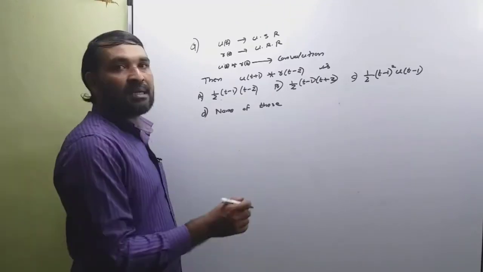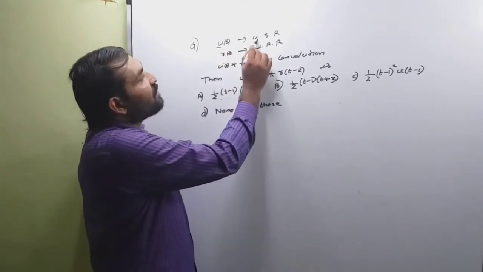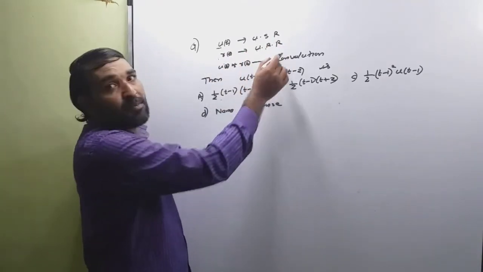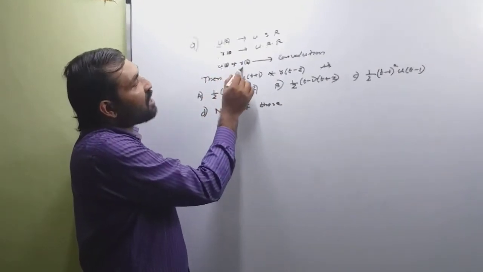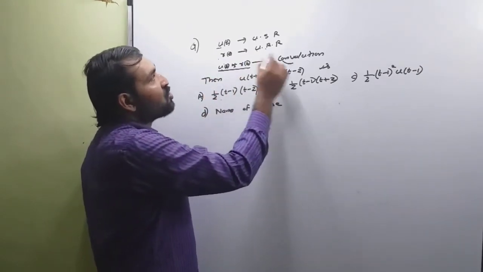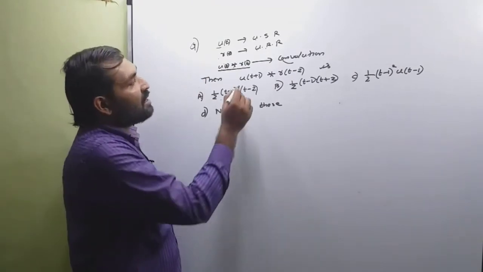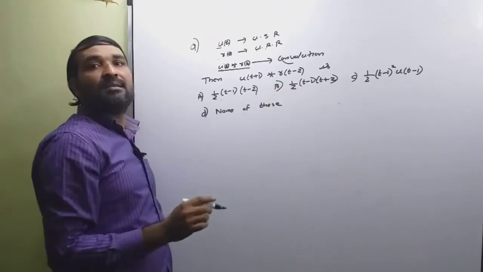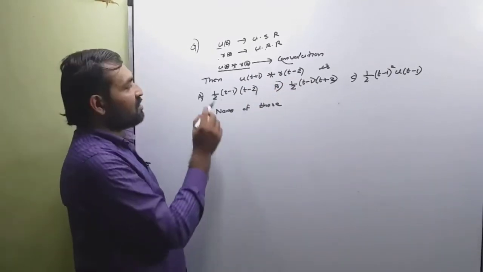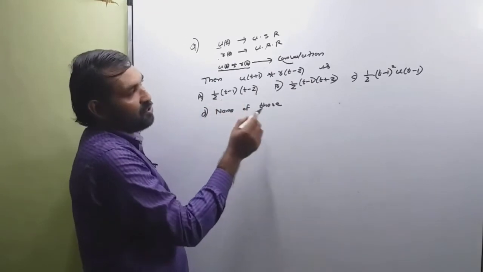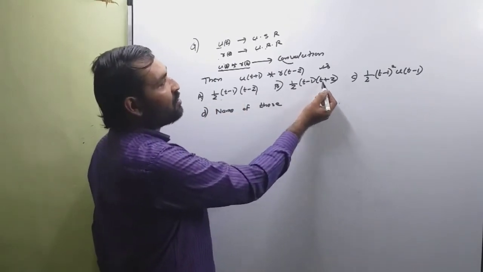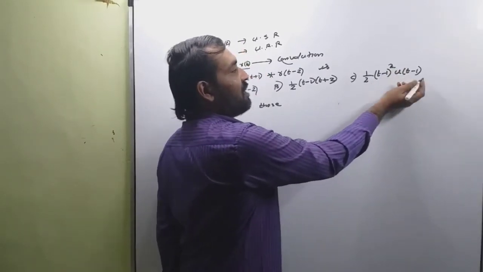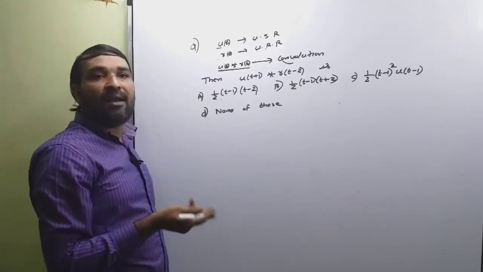Okay. Now the question is, u of t is the unit step signal and r of t represents the unit ramp signal, and u of t convolution r of t is a representation of the convolution of u of t and r of t. Then the convolution of u of t plus 1 and r of t minus 2 is the question. Choices are given. First choice, half into t minus 1 into t minus 2. Second, half into t minus 1 into t plus 2. Third, half into t minus 1 the whole square into u of t minus 1. And option D is none of these.